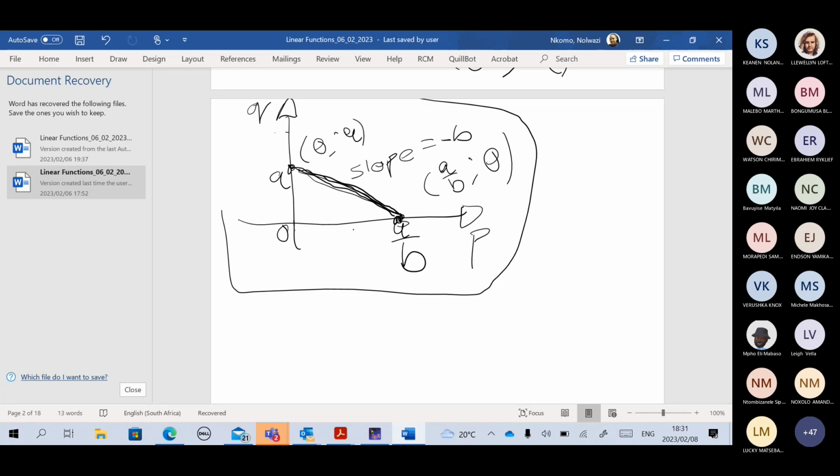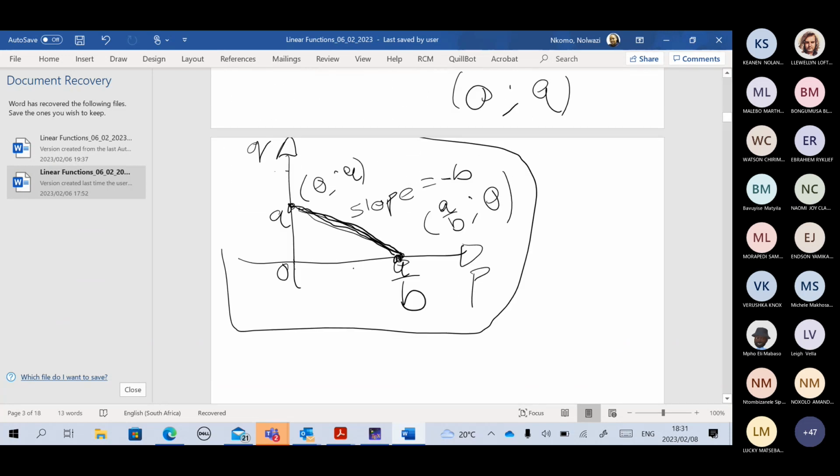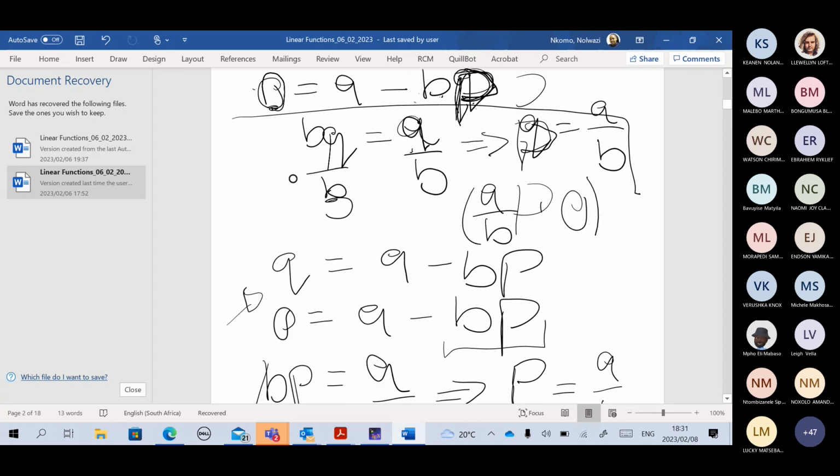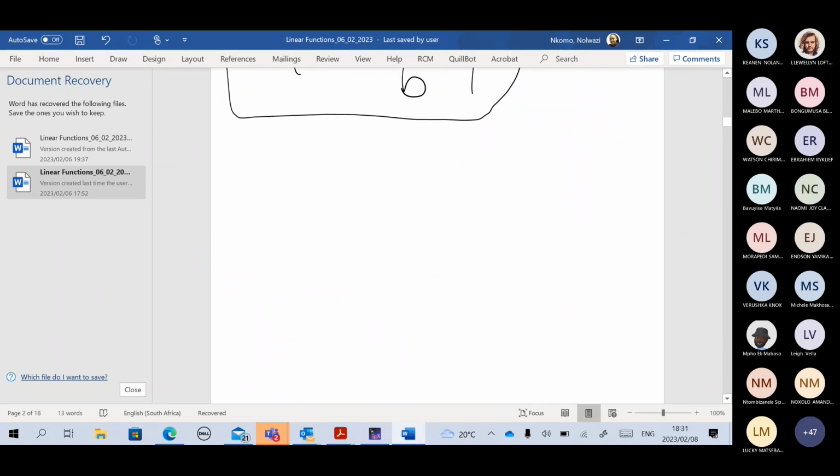Okay, let's try and do one example on how to draw. Let's say we are given a function and we are asked to represent it graphically and interpret it. Let's say, for example, we are given Q is equal to 400 minus 4P. And we are told that this is a demand function, right? And we are asked to plot it and then interpret our graph.